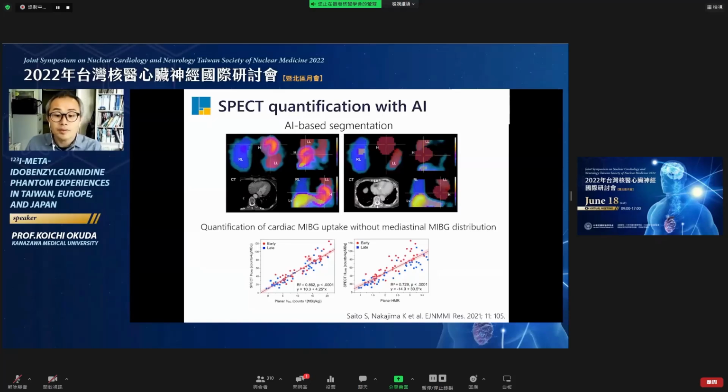Scatter plots demonstrated that cardiac SPECT MIBG uptake showed good correlation with planar cardiac uptake. Moreover, cardiac SPECT MIBG uptake was also correlated well with planar HMR. The AI can support quantification of SPECT MIBG imaging.